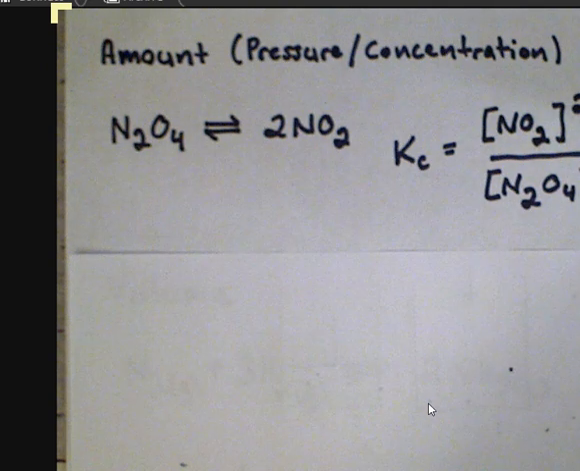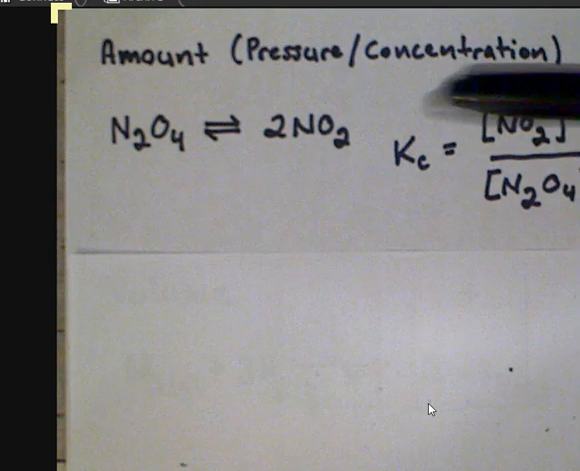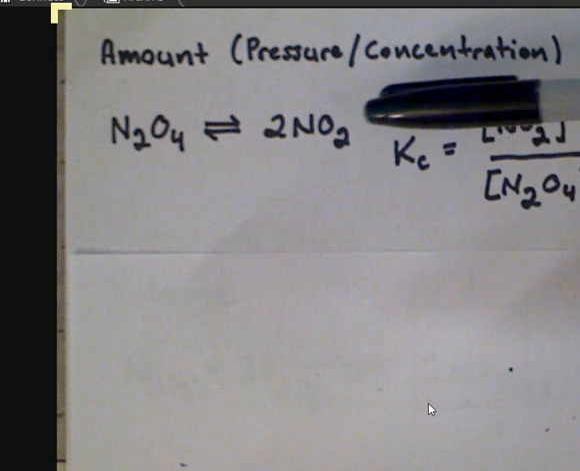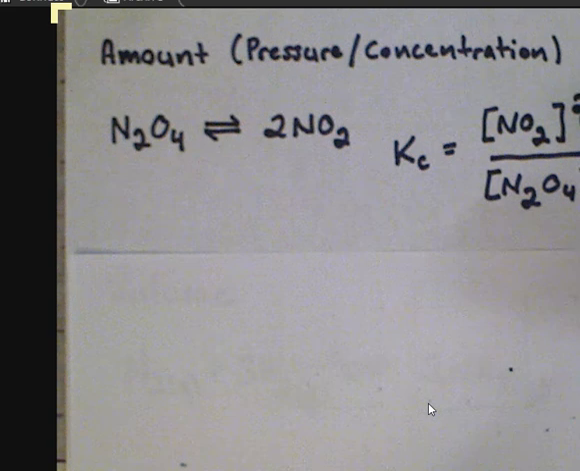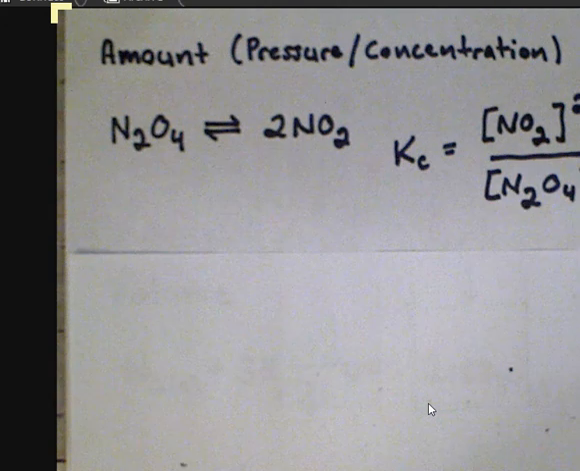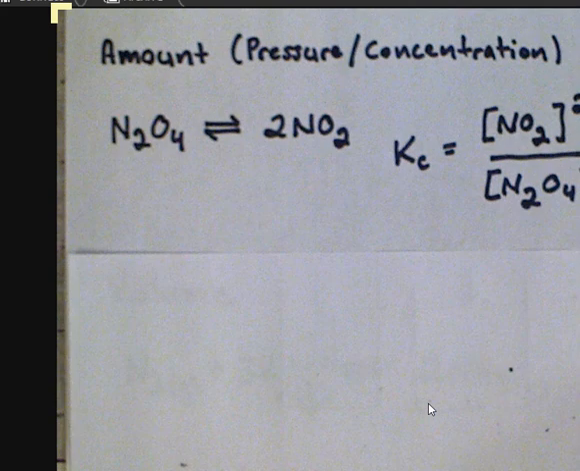Bear in mind, we could also take away things, right? So if we were to somehow remove NO2 as this reaction was happening, that would decrease the concentration of NO2, right? Which again would shift the reaction to the right. We'd have to produce more NO2 in order to restore equilibrium. Okay? So that's one example. We can change the amount.